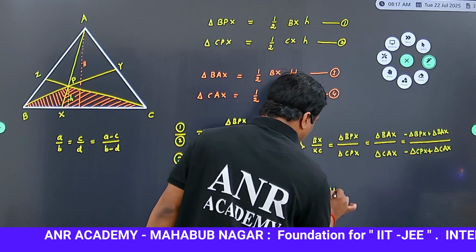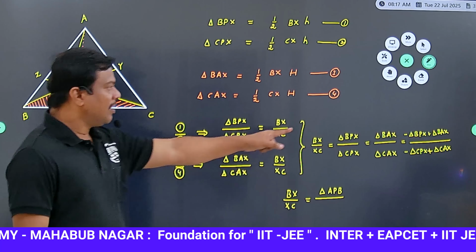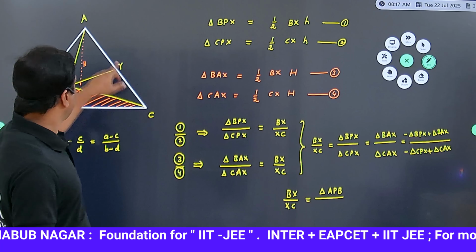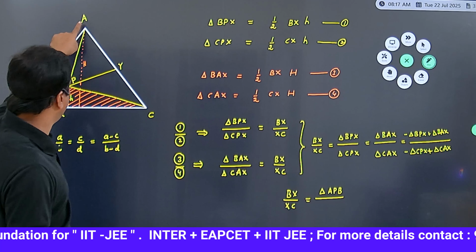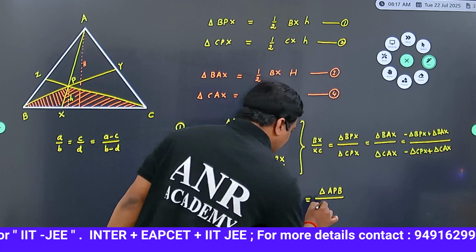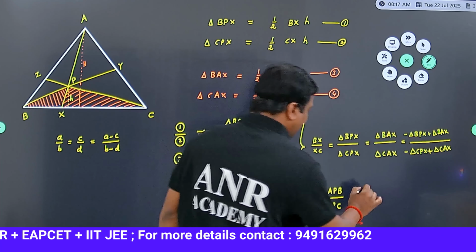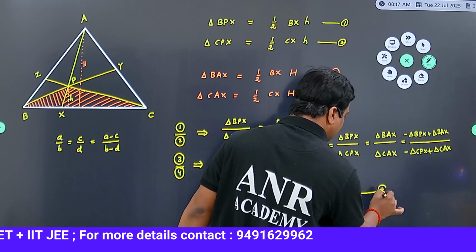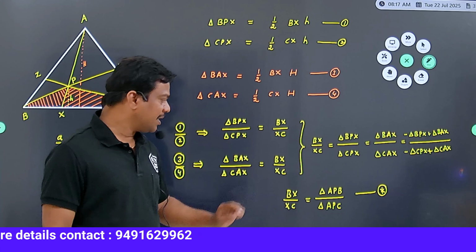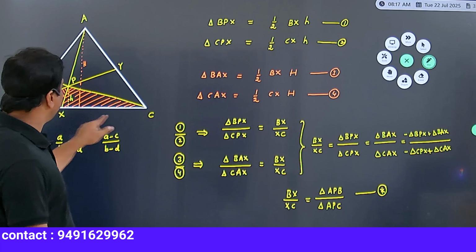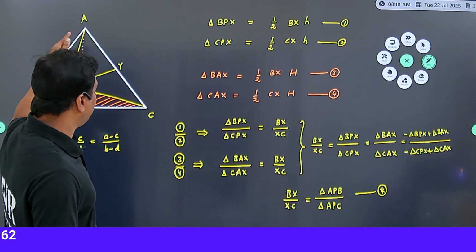So here it is delta APB divided by, next from delta CAX, this is the greater triangle, from this we are going to remove the area of CPX. So you will get the APC area. So delta APC we get. This is star mark. We got the first ratio BX by XC. See, BX by XC becomes area of delta APB divided by area of delta APC.